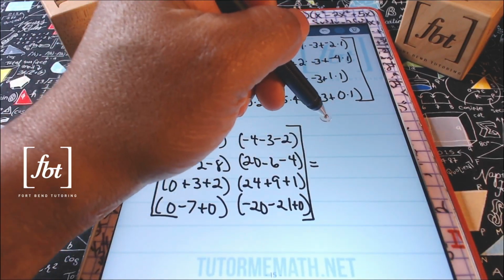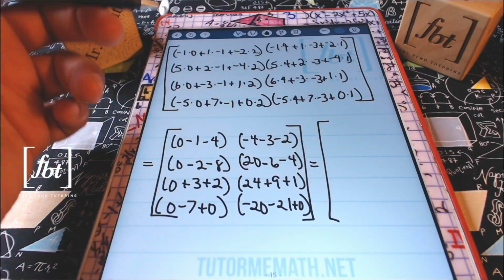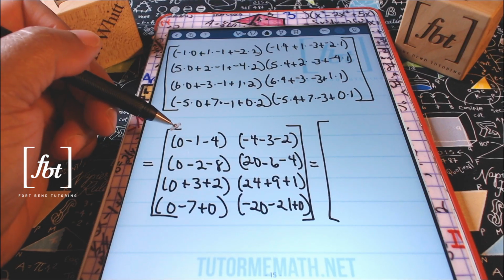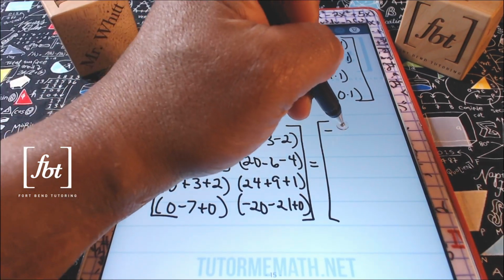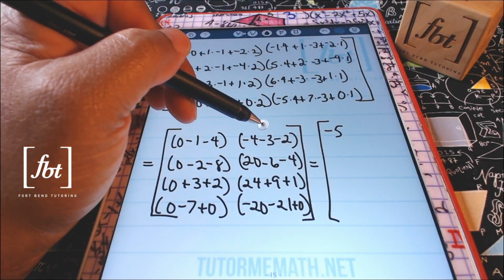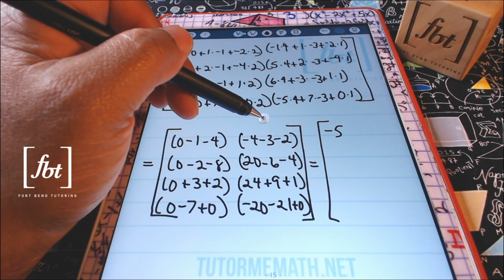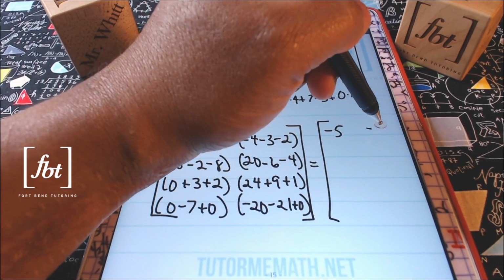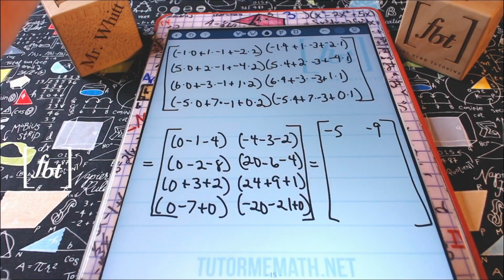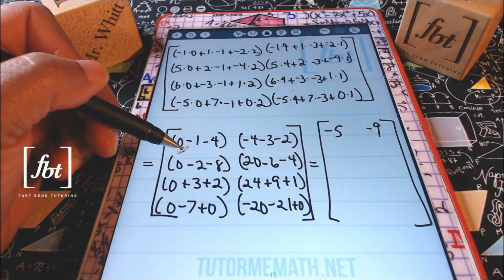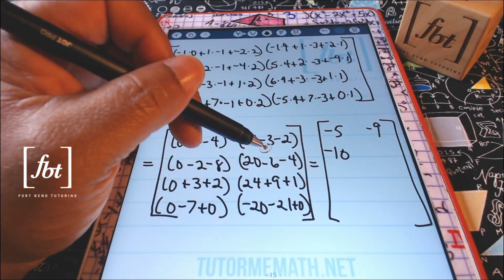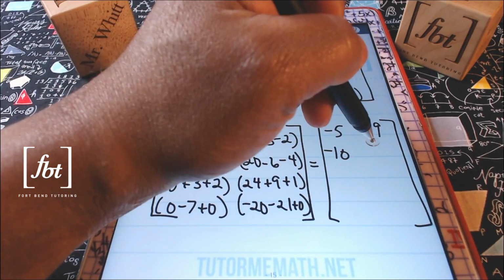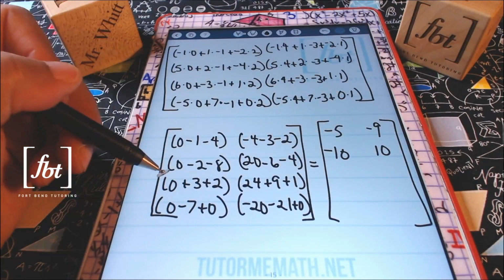Your resultant matrix will have the following values. We'll start out with 0 minus 1 is negative 1. Negative 1 minus 4 is negative 5. You'll have negative 4 minus 3. That gives you negative 7. Negative 7 minus 2 is negative 9. Then you have 0 minus 2 is negative 2. Negative 2 minus 8 is negative 10. 20 minus 6 gives you 14. 14 minus 4 is positive 10.